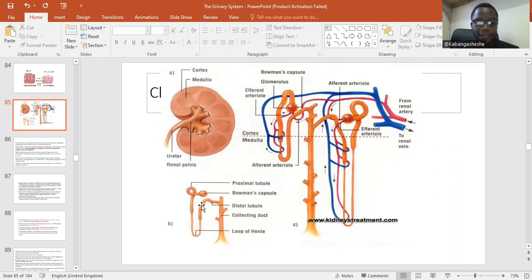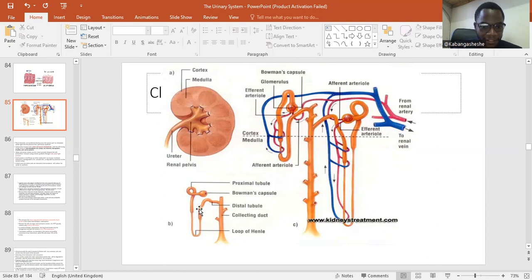At the same time, the two limbs are further divided into two parts. So in total, we're going to have 4 parts of the loop of Henle. The descending limb has a thick limb and a thin limb. You see that this is thin, then this is thick. Same with the ascending limb. That is thin, that is thick.